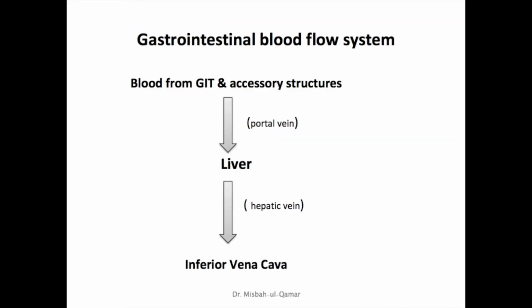Here you can see the general design of the gastrointestinal blood flow system, where blood from the gastrointestinal tract, spleen, pancreas, and liver itself goes to the liver sinusoids via the portal vein, and then to the inferior vena cava through the hepatic vein.